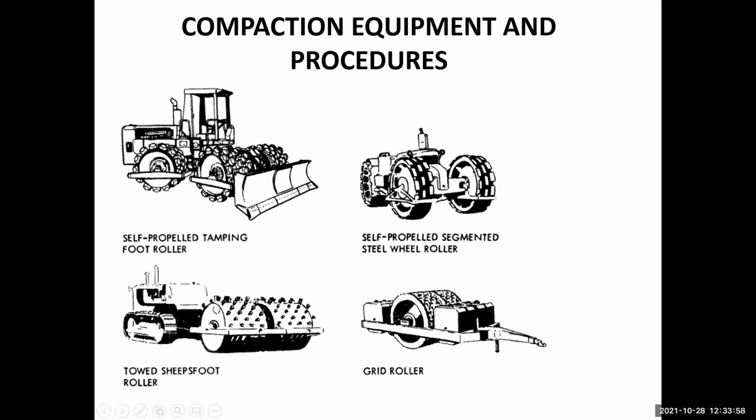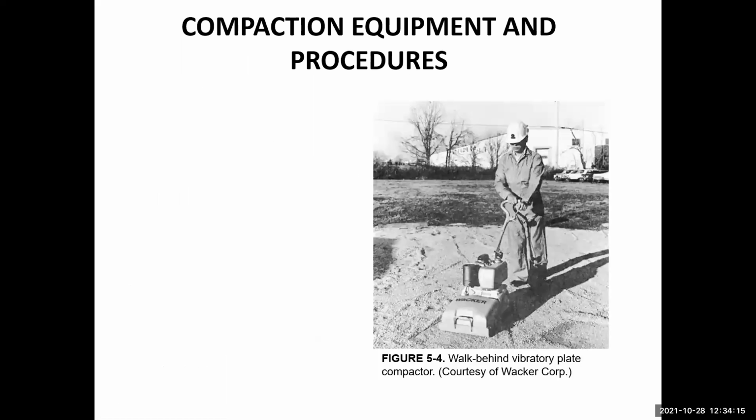compaction. So sometimes the rollers are self-propelled. That means they can be driven by the attached driving mechanism, or they can be pulled by some other machines as well. So different types of rollers are used. Here we can see a walk behind vibratory plate roller. So this is also a compactor.